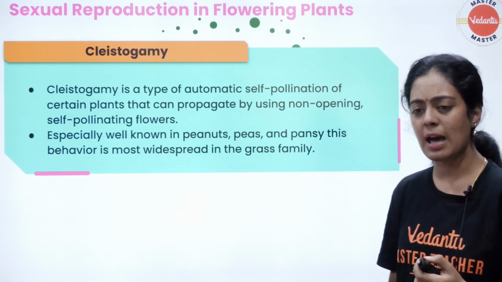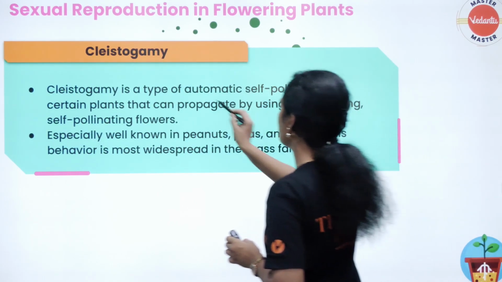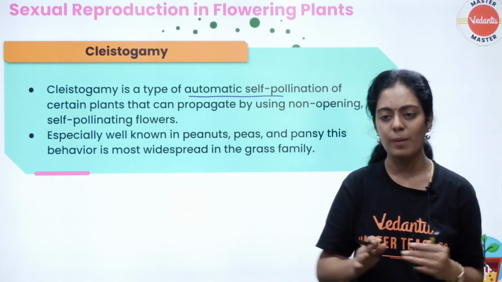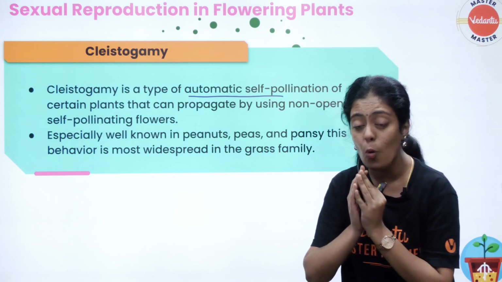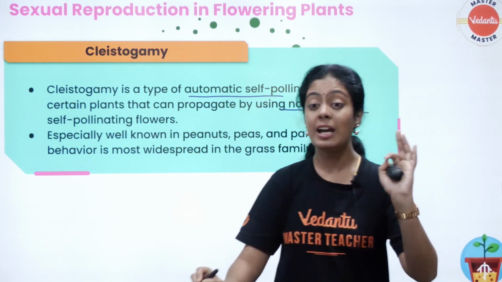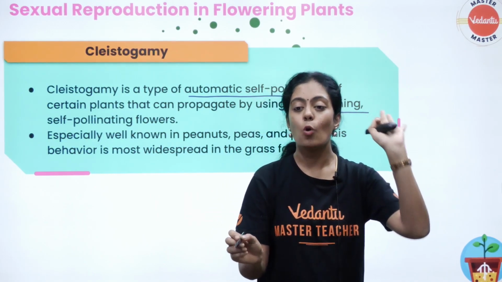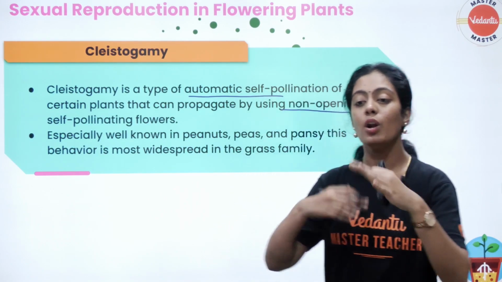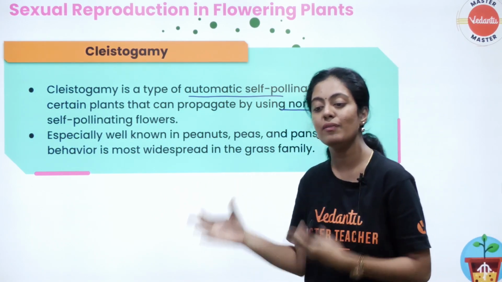Clistogamy is automatic self pollination. It is like introverts, who don't talk to anyone or mingle with anyone, correct? They don't open at all. They are non opening self pollinating flowers. We can put it like that: chasmogamous are opening self pollinating flowers, clistogamous are non opening self pollinating flowers.